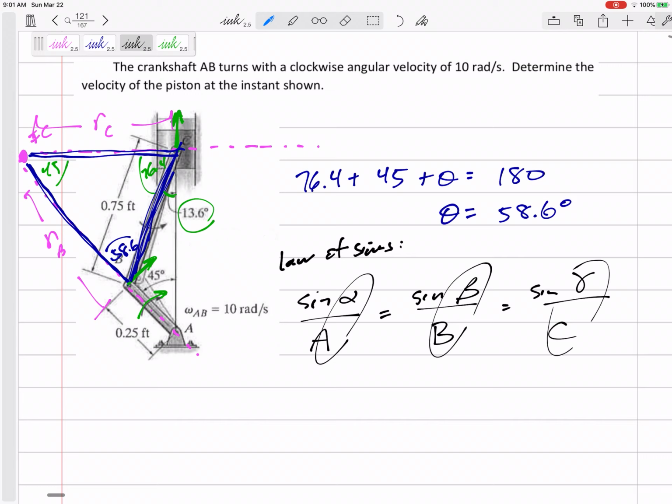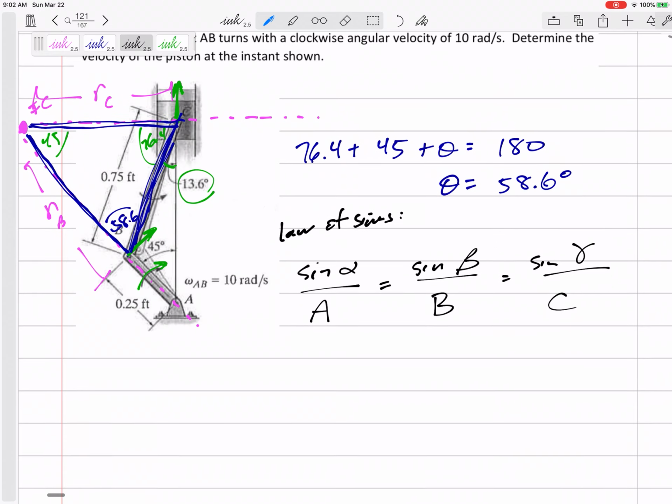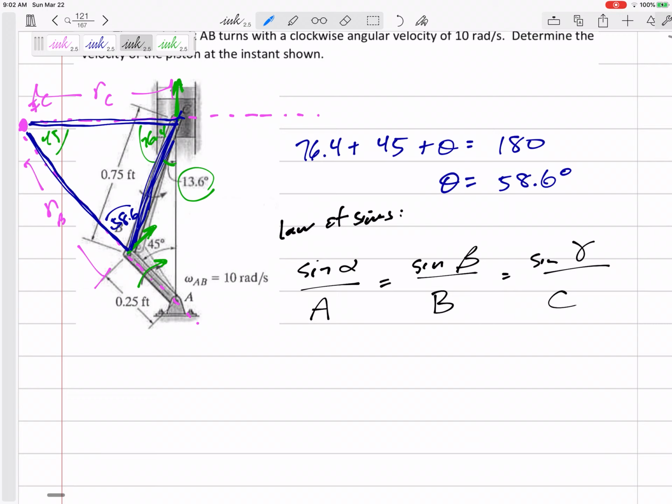These angles are just opposite each other. So sine of alpha over the side opposite alpha, sine of beta over the side that's opposite, looking at that angle, sine of gamma over the side opposite. Okay, so what do I know?